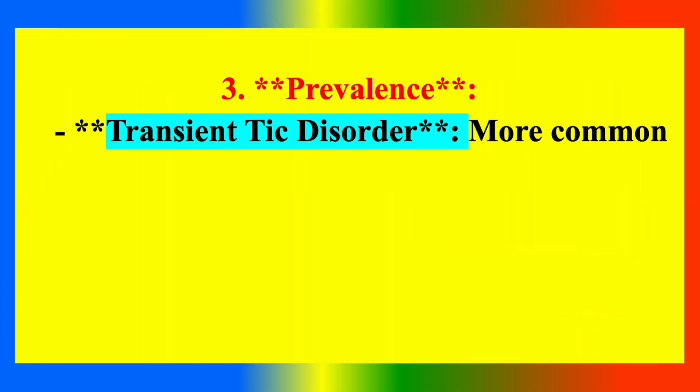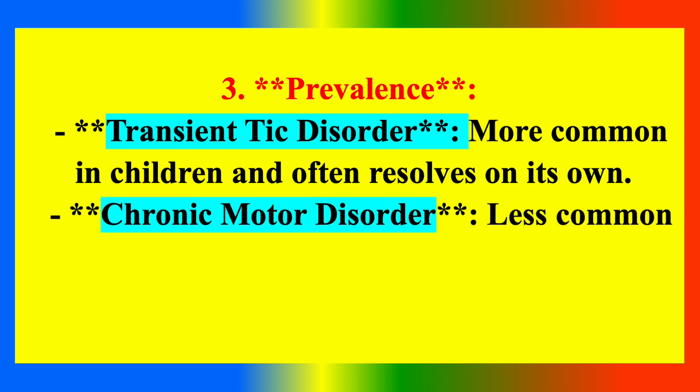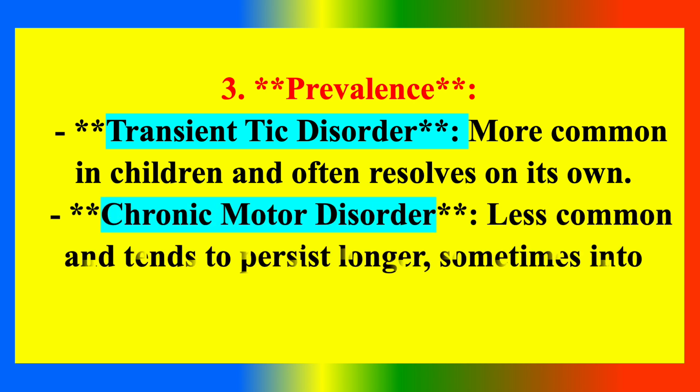3. Prevalence. Transient tic disorder is more common in children and often resolves on its own. Chronic motor disorder is less common and tends to persist longer, sometimes into adulthood.